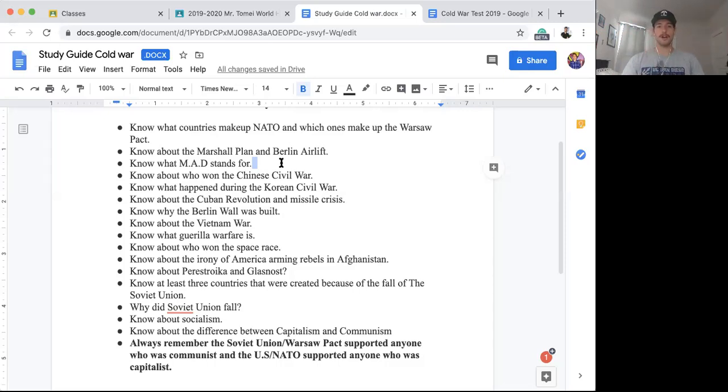So yeah, let's go to the Chinese Civil War. Know about who won the Chinese Civil War. This is really important because this is kind of how China has developed to modern day China. The communists win the Civil War in China. The communists were obviously supported by the Soviet Union, who wanted to see a big country like China fall under communist rule. The US-backed nationalist side fled to Taiwan.